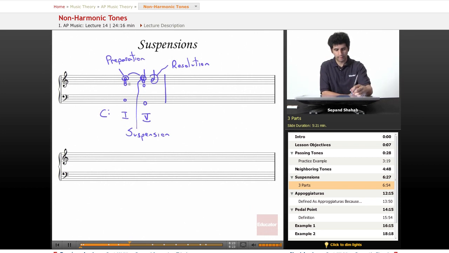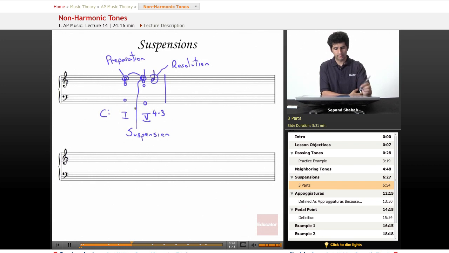And now there's different kinds of suspensions, and what's different about them is the interval that the suspended note makes with the bass. So in this case, the C against the G is a 4th, and it resolves down to a 3rd, so this is called a 4-3 suspension. And you can notate it in the figures this way.